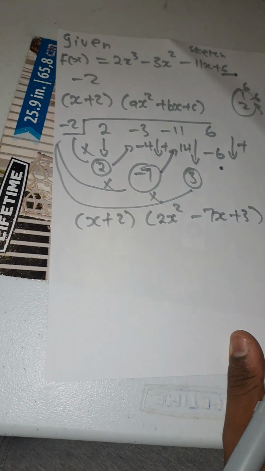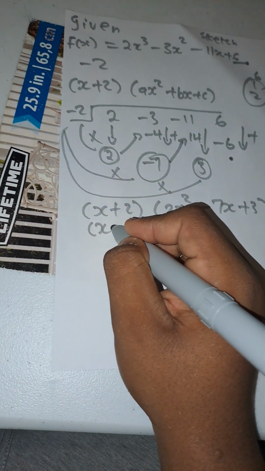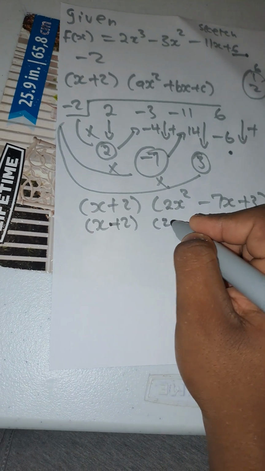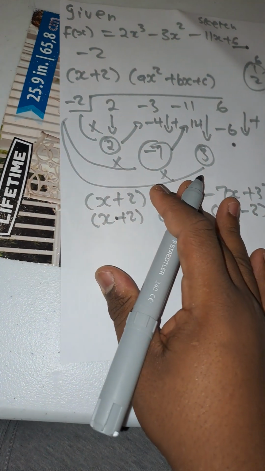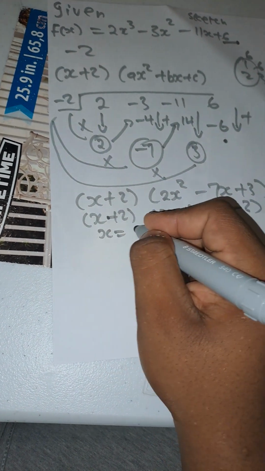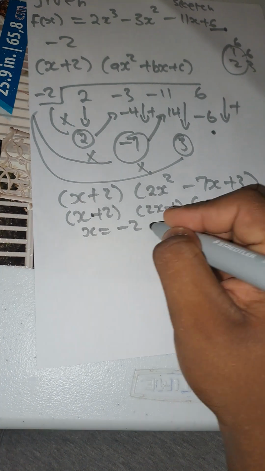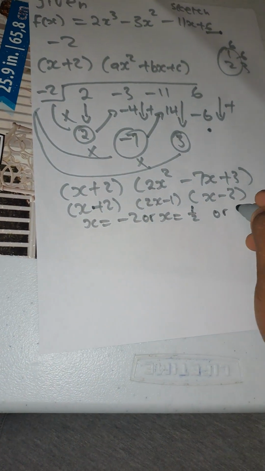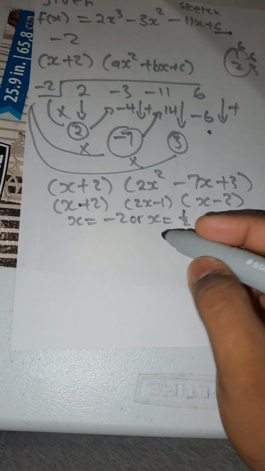Okay? And then when I'm done, I'm going to factorise there. So x plus 2, 2x minus 1, x minus 3. So check, my x is going to equal -2, or my x is going to equal 1 over 2, or my x is going to equal 3. So I have my 3 x values.